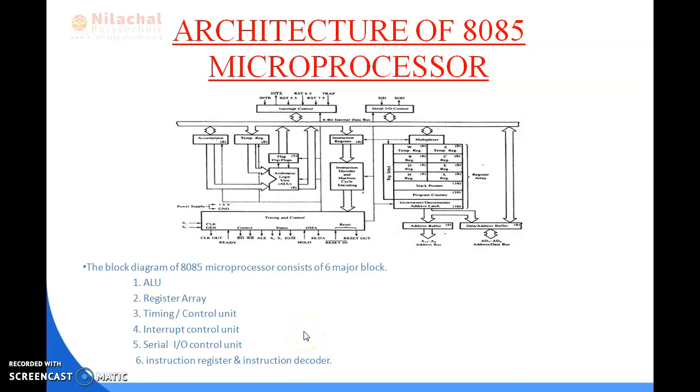So first one is ALU, that is Arithmetic and Logic Unit. Second one is Register Array. Third one is Timing or Control Unit. Fourth one is Interrupt Control Unit. Fifth one is Serial Input Output Control Unit. And sixth one is Instruction Register and Instruction Decoder. So first of all, we will discuss ALU, that is the first major block of the 8085 microprocessor.